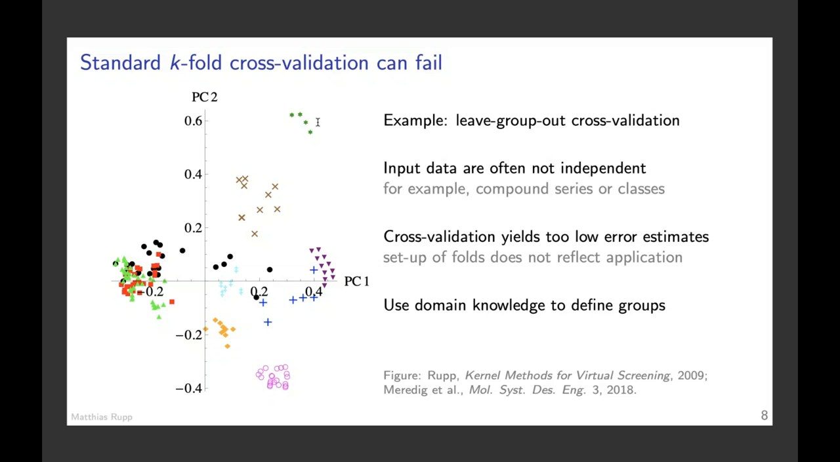What you can do about this, if you're doing virtual screening or active learning, is use a leave-one-group-out cross-validation. Take the data that you have, divide it into clusters or groups, preferably with domain knowledge, but you can use clustering if you have to, and then leave a whole group out, and then you will get a much more realistic error for this.